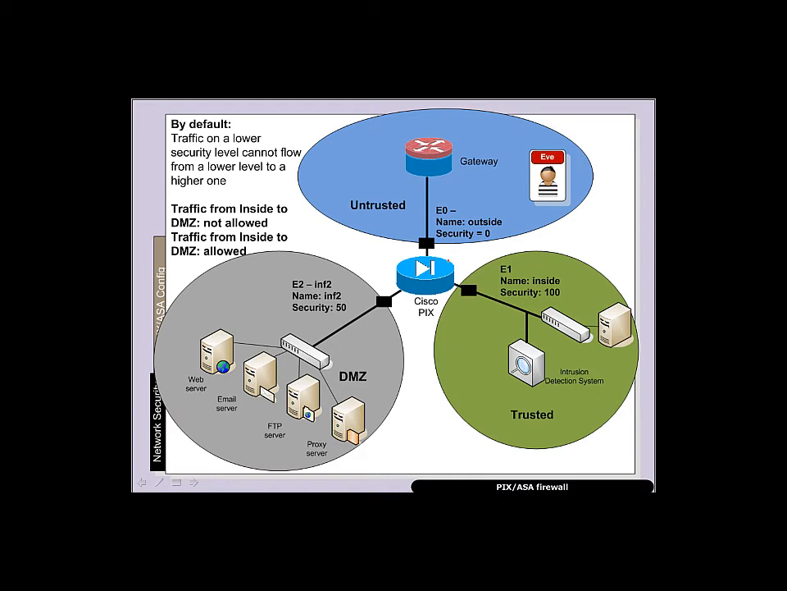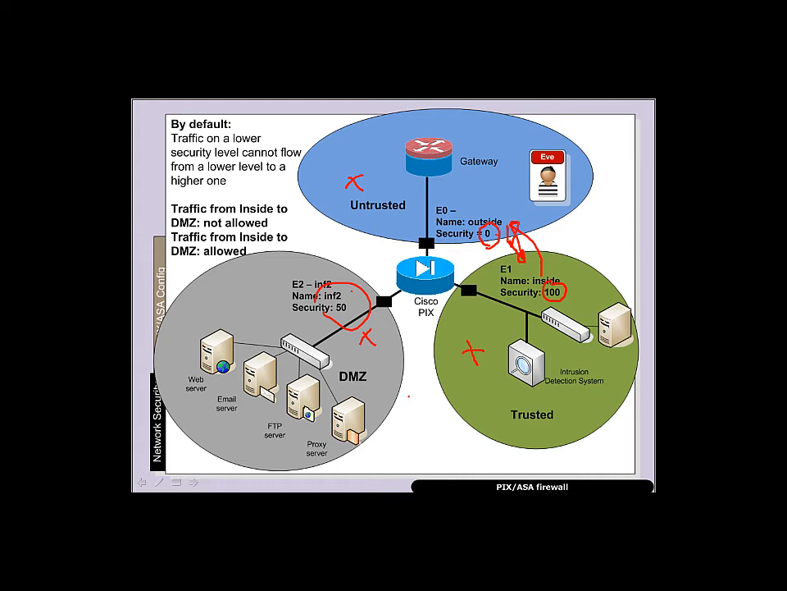The basic architecture that we have is that we have various zones that we define, and we typically have 3: a trusted, a DMZ, and an untrusted. Each is given a certain security level. The higher the security level, the higher the security of that zone. So in this case, we define 100 as the highest, 50 as the next highest, and then 0 as the lowest. By default, traffic cannot flow from a lower security level to a higher one, but traffic is allowed from a high to a low.